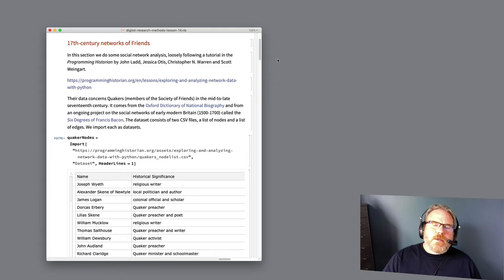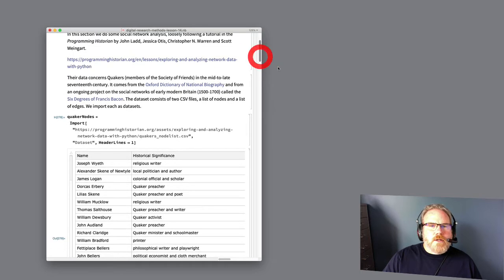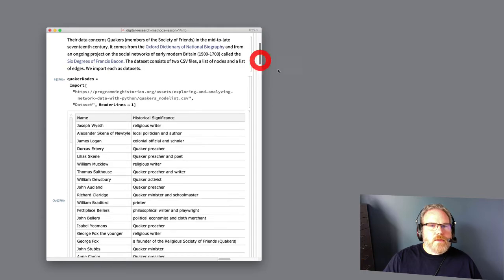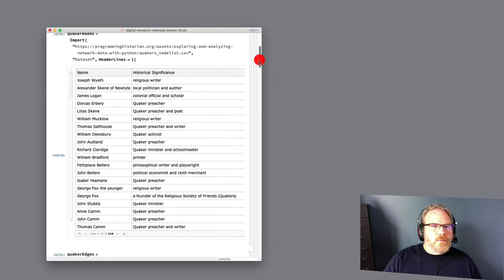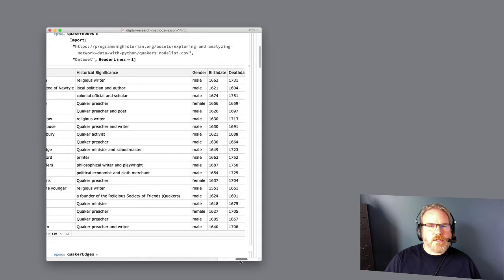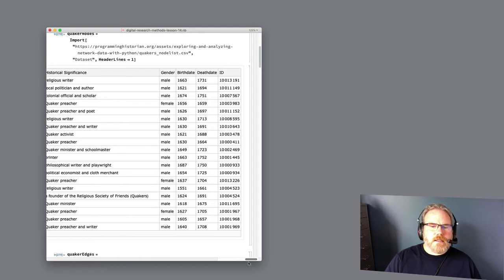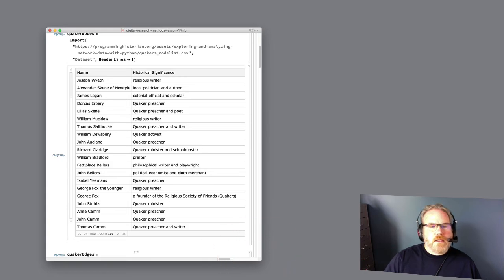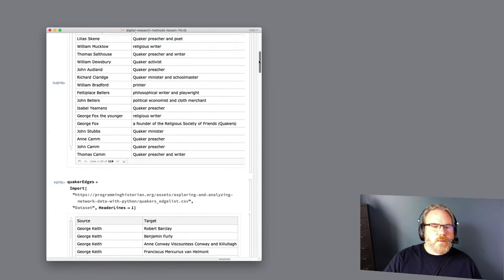Their data comes from the Oxford Dictionary of National Biography, and it's part of an ongoing project on early modern British social networks. We can import both the list of nodes and the list of edges. So here are the nodes. Each one is a person, name of the person, their historical significance, gender, birth date, death date, and ID in the biography. So there are 119 people. Those are the nodes of our social network.